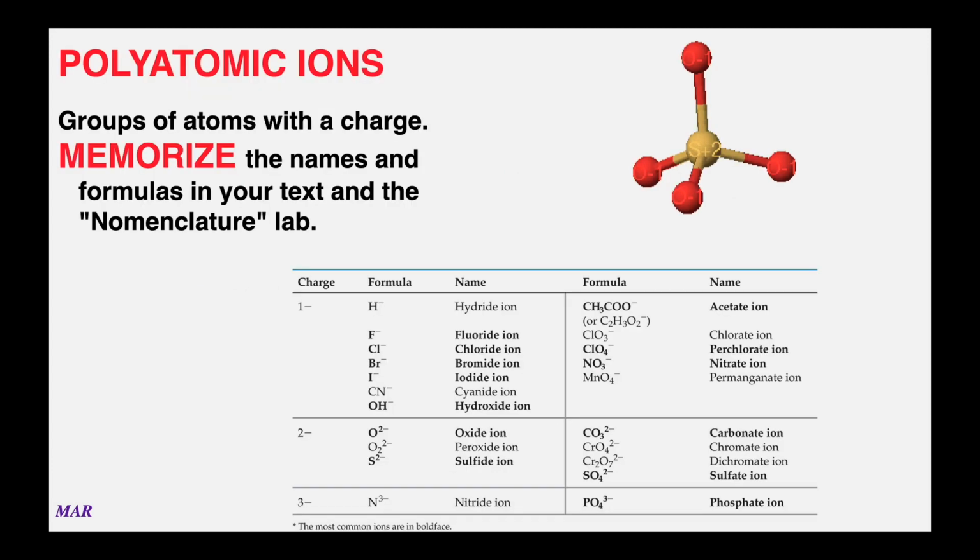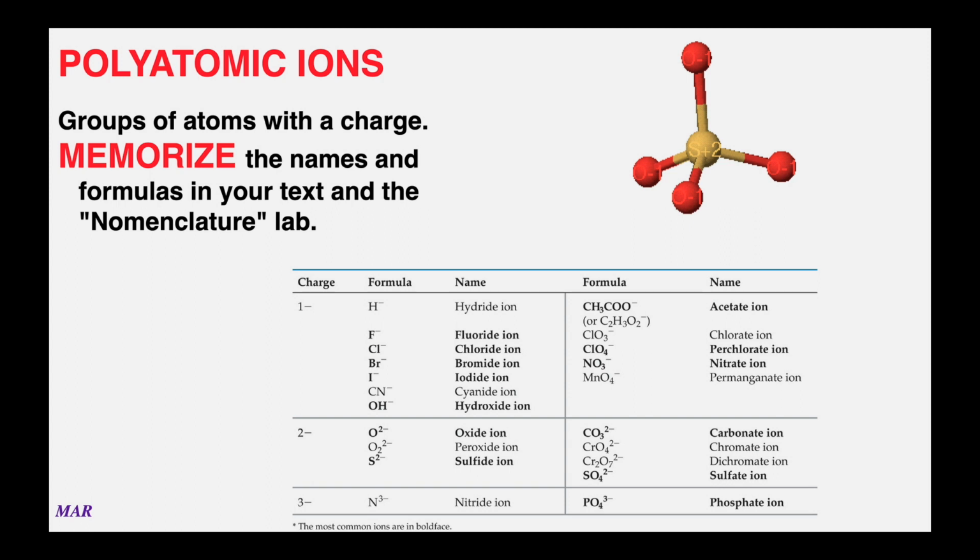In addition to what we've looked at so far, which I would call monatomic ions, which means single atoms with a charge, there is a group of what's called polyatomic ions. Poly means many, many-atomed ions. These are just groups of atoms with a charge, more often negative, but occasionally positive too. And these, unfortunately, are super common in chemistry.